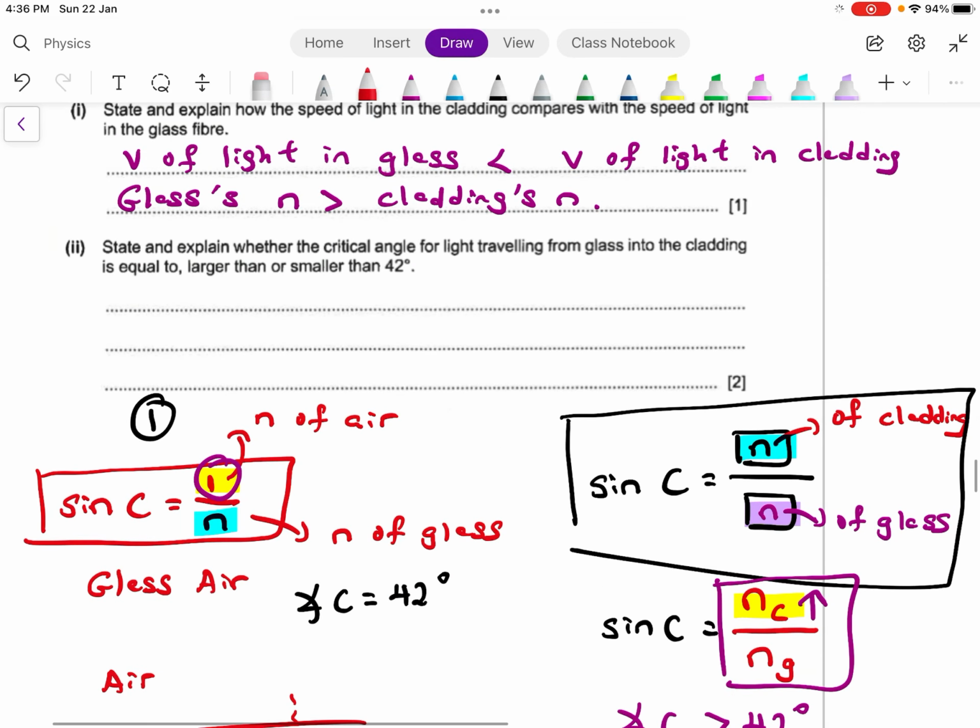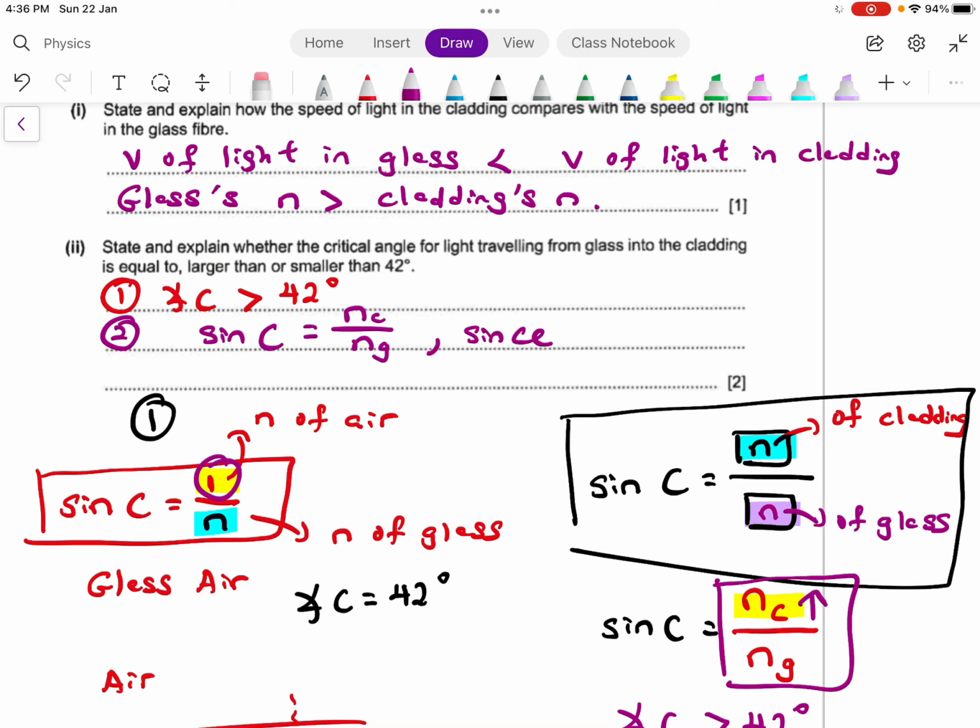So how do I explain this? First, you state that the critical angle will be greater than 42 degrees. Then for the second mark, which is a difficult one, you say that since sin C equals n divided by n, where the top n is cladding and the bottom is glass, since the refractive index of cladding is high, sin C is greater. Since sin C is greater, the critical angle will be greater. So for example, cladding here I write high, so the whole thing here will be high. Since the whole thing is high, the critical angle will be greater. So that's how you do this 2022 O-level question.